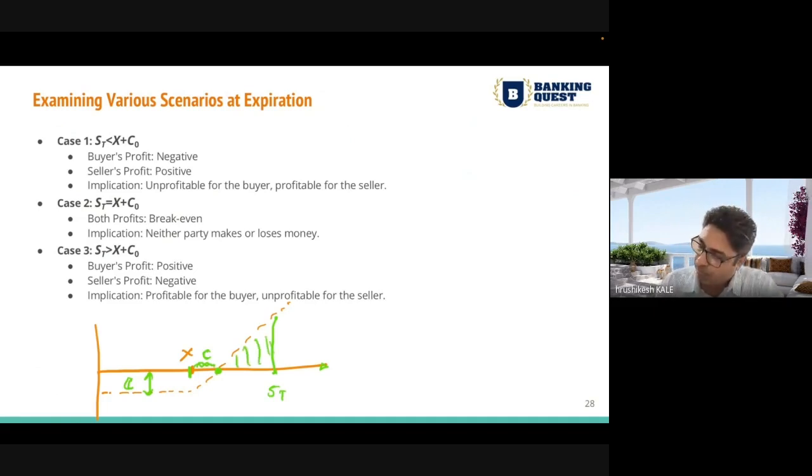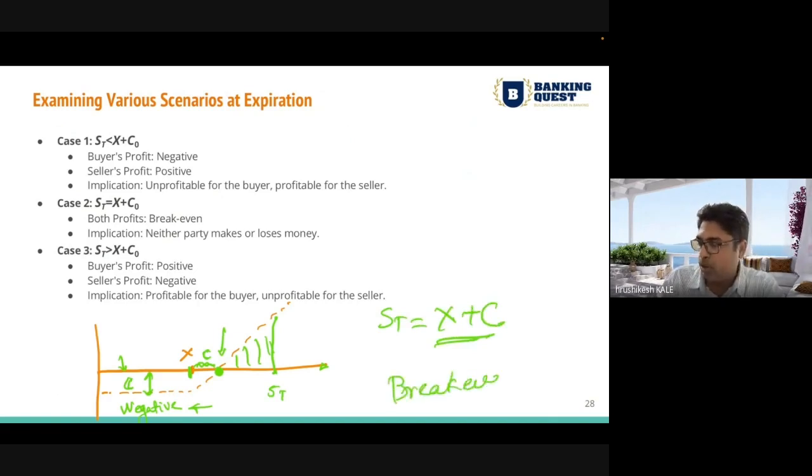If ST is here, that is less than exercise price plus C, that is from this point. If it is less than that, then your profit is negative. And if ST is exactly equal to X plus C, then you are at break even. That is no profit, no loss.